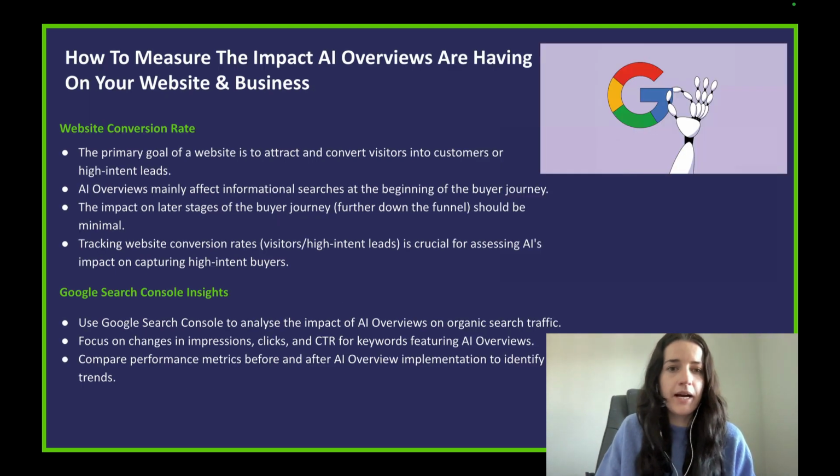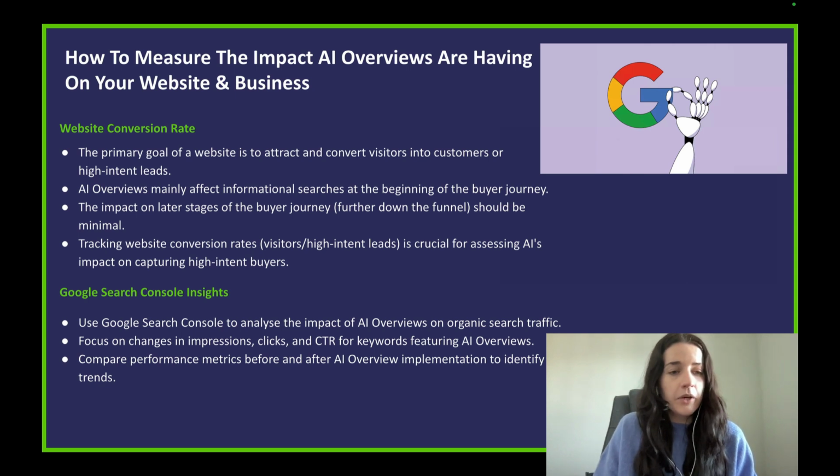So, how to measure the impact AI overviews are having on your website and your business. As marketers, we're always going to want to know what the impact's going to be and how we can make it better or improve it, I guess. So these are just a few things to keep an eye out for when you're looking at how AI overviews are going to impact your website and your traffic.